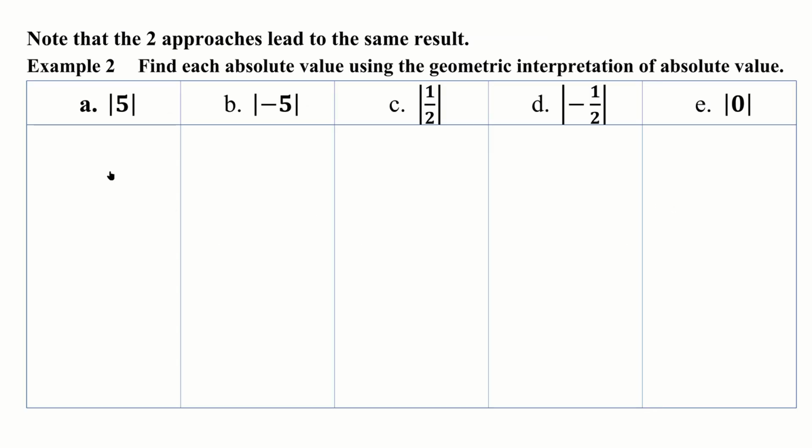Now we're looking at these with the geometric approach, right? Notice that the distance between 5 and 0 is 5, so this is going to be just 5. The distance between -5 and 0 is also 5 units, so that's going to be 5. The distance between 1/2 and 0 is 1/2. The distance between -1/2 and 0 is also 1/2 a unit. And the distance between 0 and itself is, of course, 0.